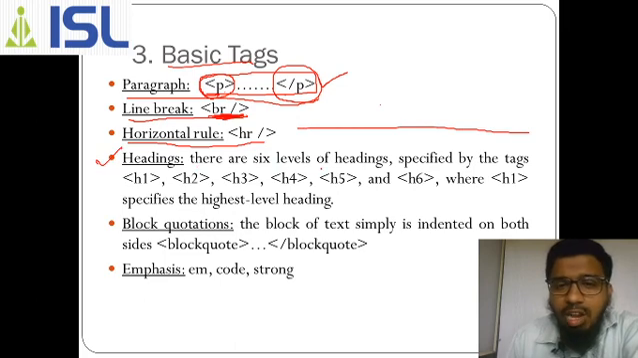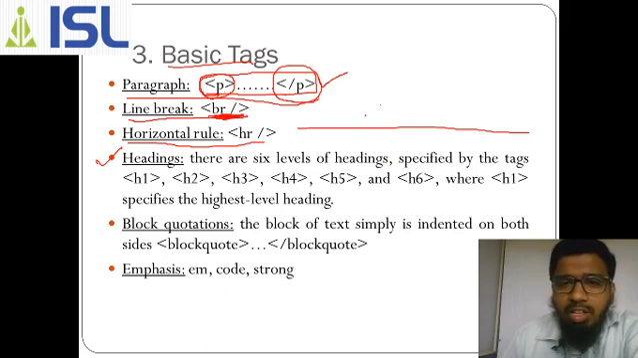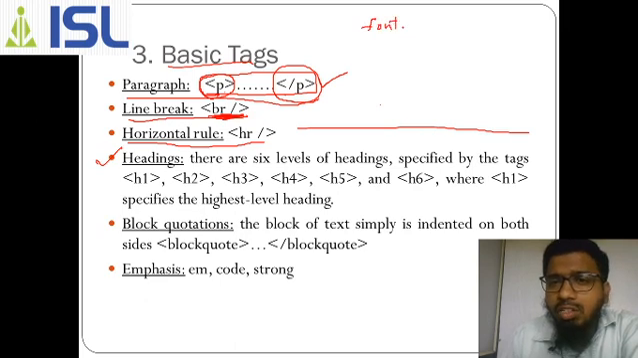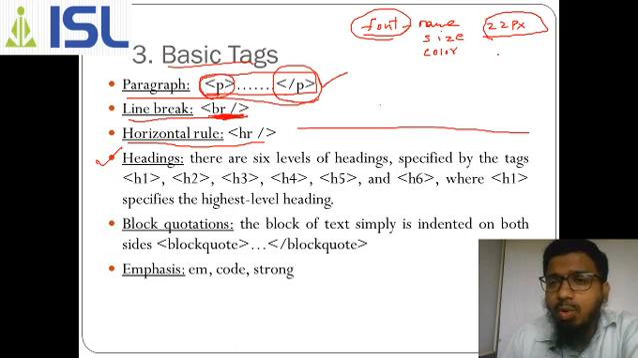Heading: there are 6 levels of headings. This is most important. Most of the time we need not give the font size. I think you know what font is. F-O-N-T, font. Font is nothing but whatever we are writing. This is called font, and font has a font name, font size, and font color. Sometimes you want a 22 pixel size, sometimes you want 18 pixel for the font size.